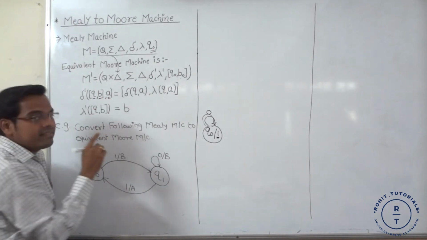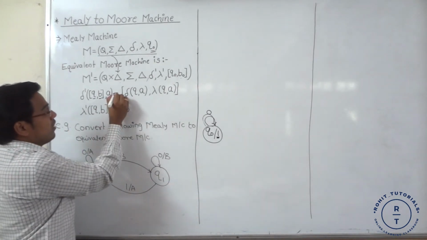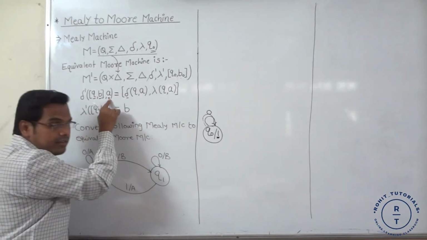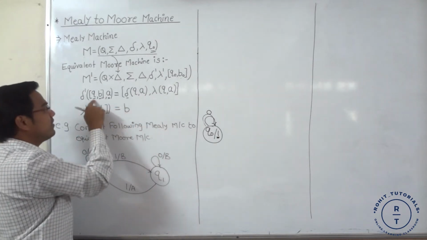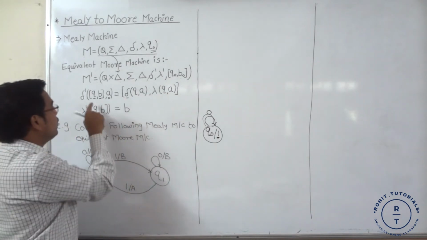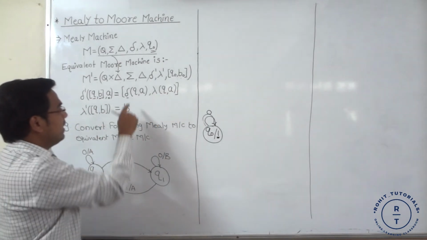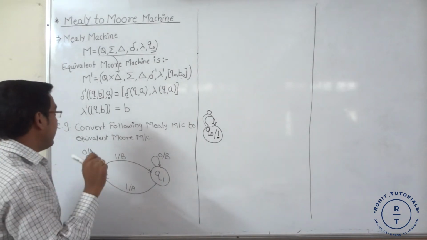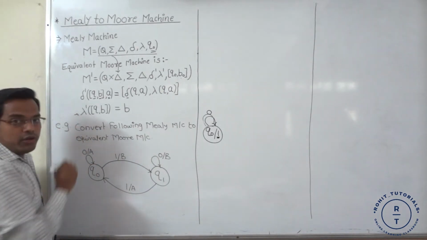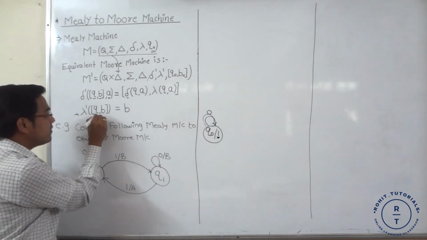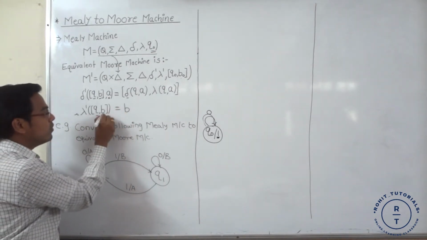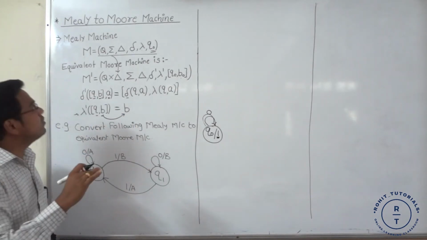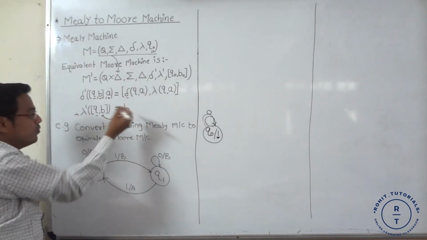Next, A is the input symbol, which is equal to the transition of state with input, and the output function of state with input. That is represented as the newly generated transition function. And next we have to generate the output function lambda dash, which consists of the state with output, which is equal to this output. So with the help of these formulas, we convert Mealy machine to Moore machine.